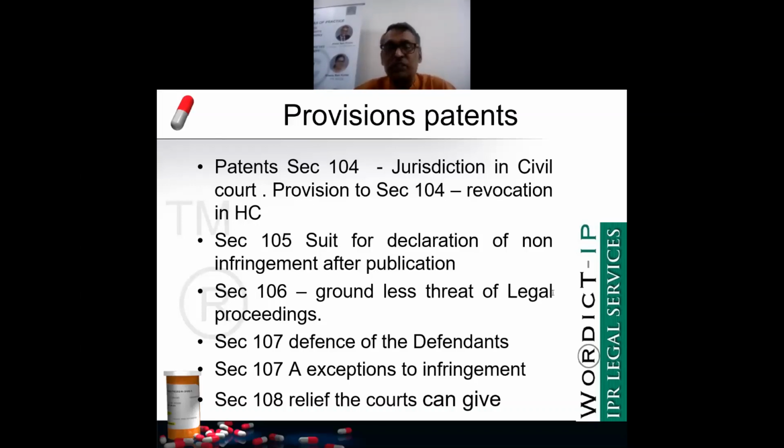Then section 106, groundless threat of legal proceedings, similar to what exists in copyright and trademark, where I issue a threat to a person saying, look, you are infringing my process or my product. Then he can go to the local court and seek a declaration of groundless threat, and request the court to give an order to the patentee that he cannot give further threats like that. Then section 107, defenses of the defendant. Under the Patents Act, section 107 gives various defenses that the defendant can take.